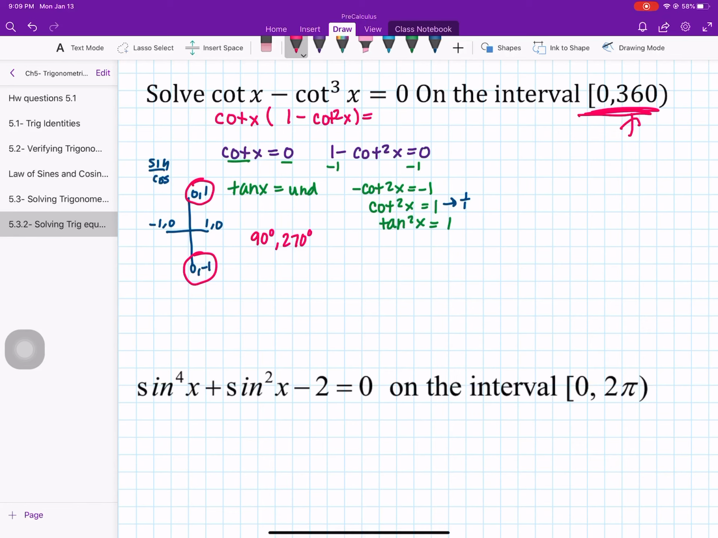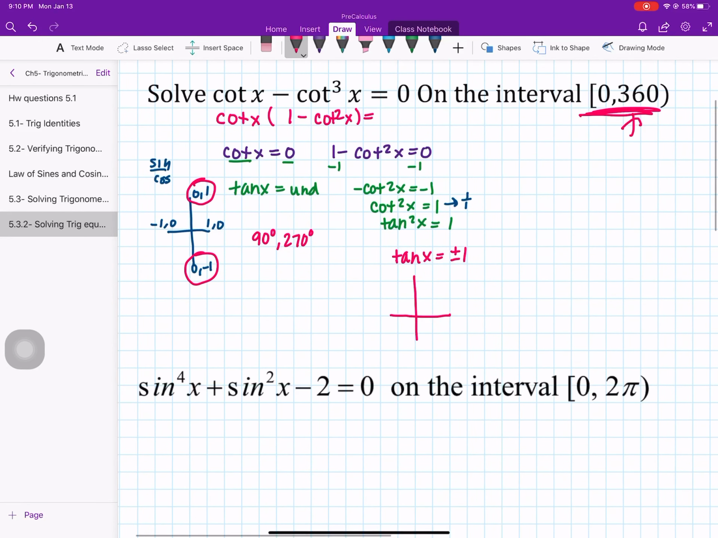Then here, the tangent squared of x equals 1. Technically, I would need to square root both sides here, so the tangent of x equals plus or minus 1. Now here, you might think that since it's a 1, it's automatically on the unit circle on a quadrant, but it's not. It's 45. This represents all the 45-degree angles since it's a positive and a negative.